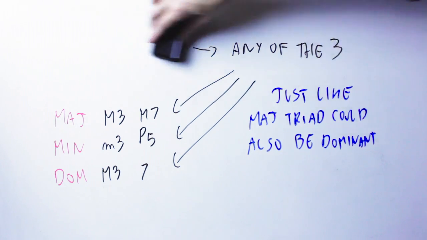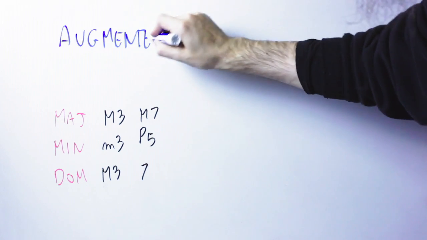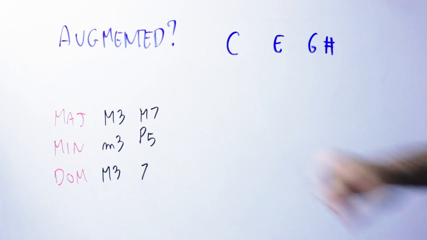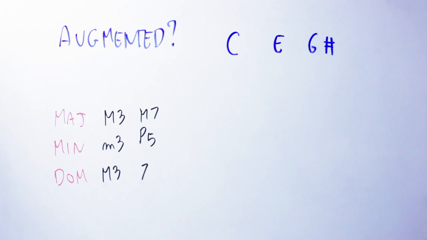The same thing is going to happen with other strange structures like augmented chords. Augmented chords too can be classified in any one of those three as major, minor, or dominant. And indeed, let me show you. Let's say I have a C augmented chord, the notes are C, E, G sharp.